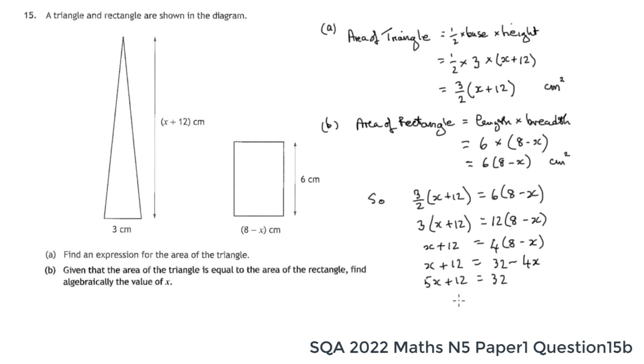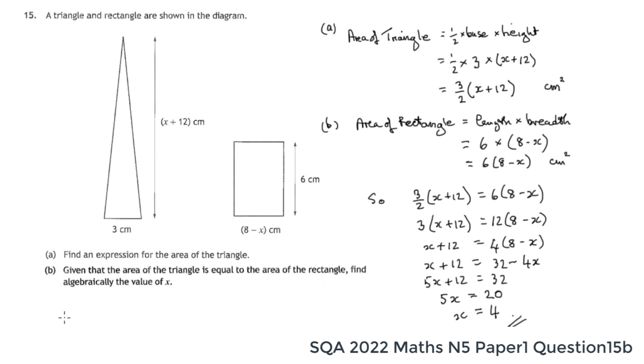We'll subtract 12 from both sides. That plus 12 disappears, and 32 minus 12 is 20. And final stage, divide both sides by 5 to get 4. Now let's read the question. Find algebraically the value of x. And we've found that x is 4.